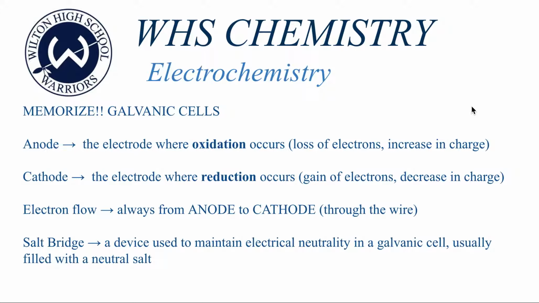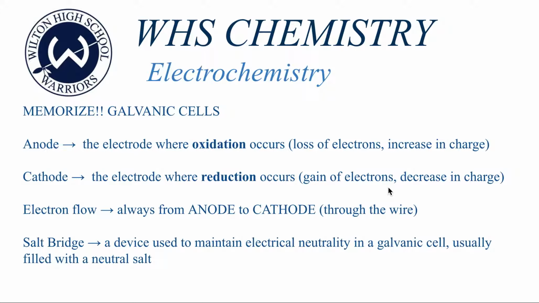So some things you have to memorize. Unfortunately, a lot of the other concepts we are able to just use math to prove, but in electrochem you have to memorize a few things. One thing you should know, in galvanic cells only, is that the anode is the electrode where oxidation occurs. Oxidation is the loss of electrons, therefore there's an increase in charge because there's less negative charge. The cathode is where reduction occurs. So you gain electrons, and you decrease charge because it becomes more negative.